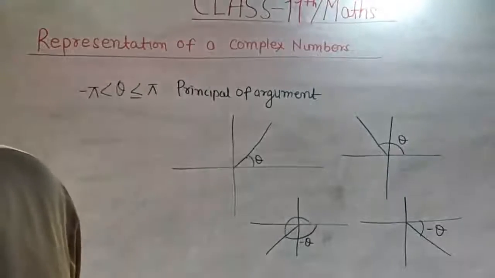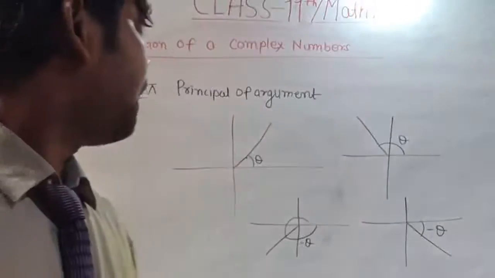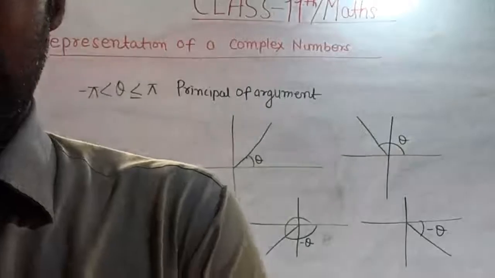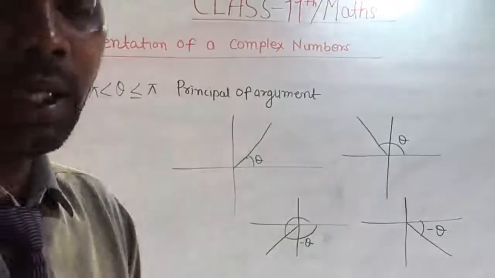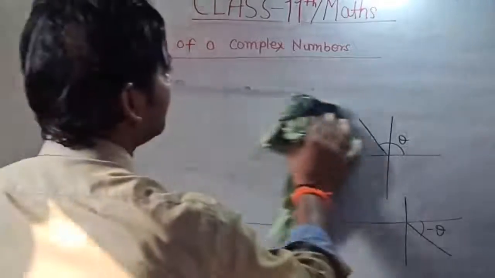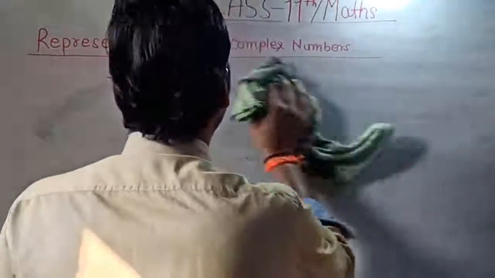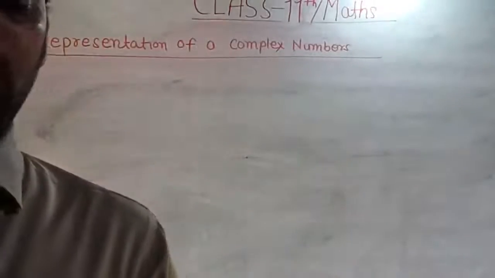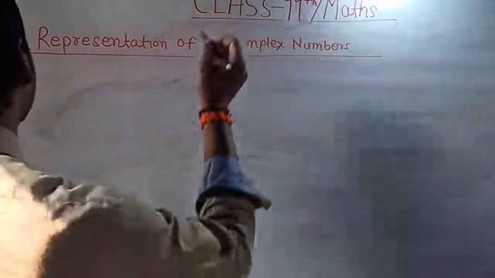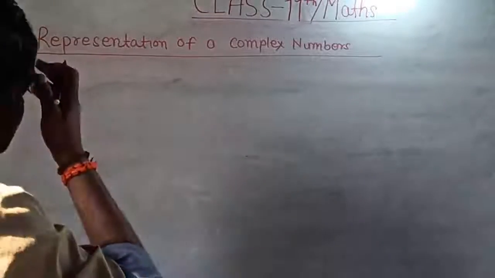Let us see what is the argument or amplitude of a complex number for different signs of the real and imaginary parts.